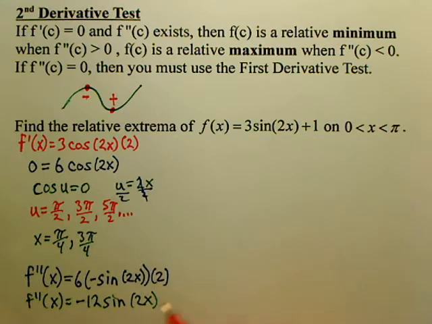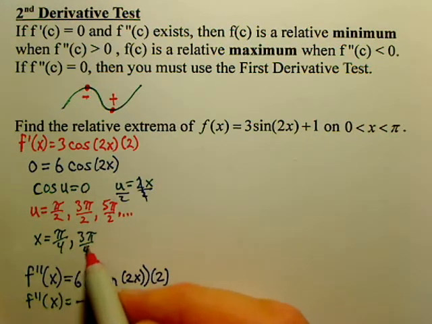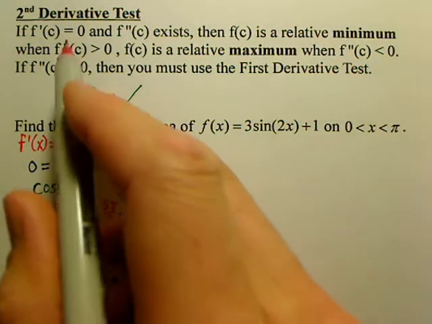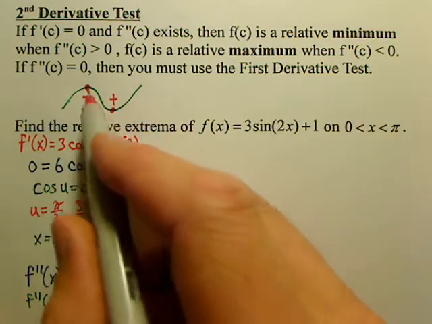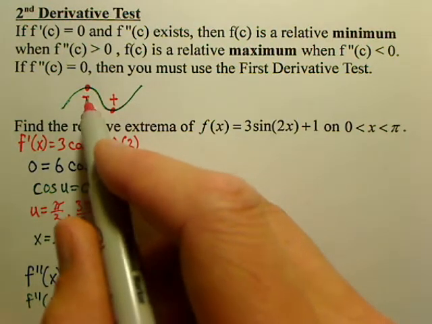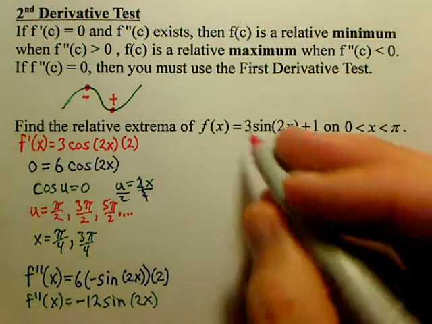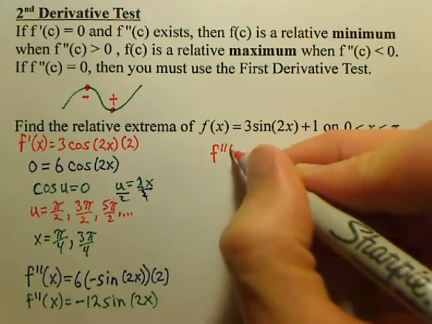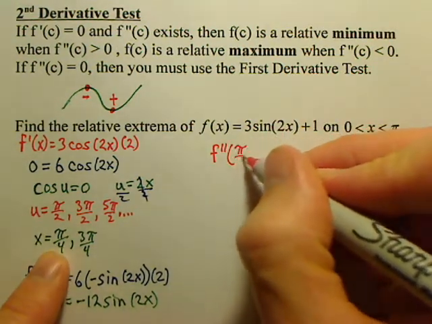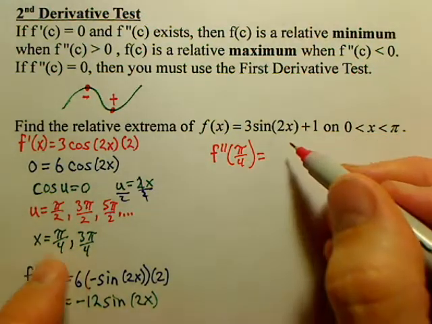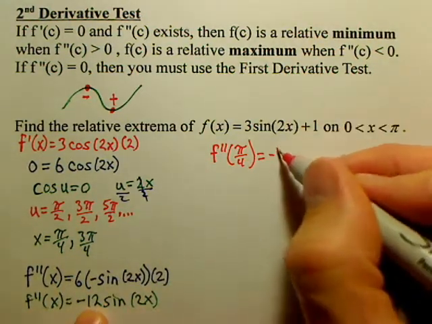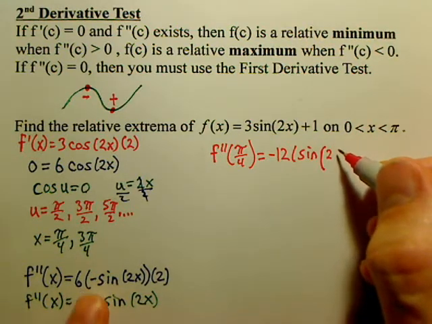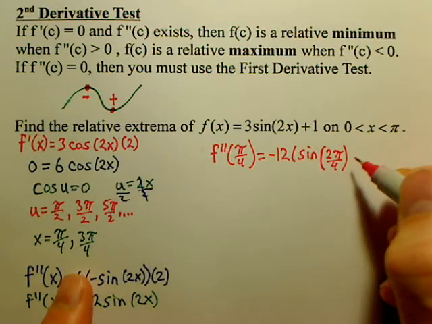All right. These are my critical numbers, my possible relative maxes and mins. And so what I want to do now is I want to use my second derivative, because at those values where the slope is 0, I want to see is it concave up or concave down. So I go to the second derivative, and what I'm going to simply do now is plug in my 2 values. So let's plug it into the second derivative, which is right here. So it'll be negative 12 times sine 2 times pi over 4.